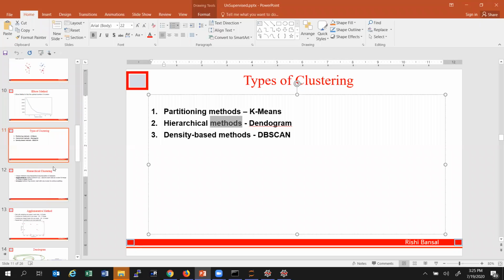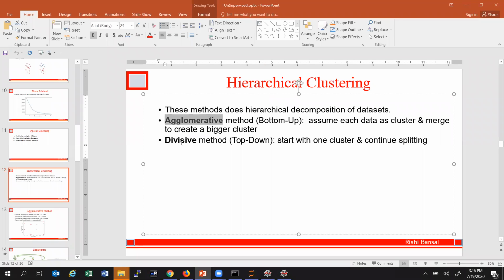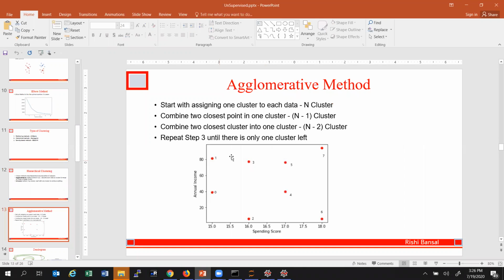In the hierarchical method, as you see, hierarchy, there are two kinds of hierarchical clustering. One is the bottom-up approach, and the other is the top-down approach. One is called agglomerative, and the other is called divisive. Within these two, we'll see the agglomerative method, the bottom-up approach.